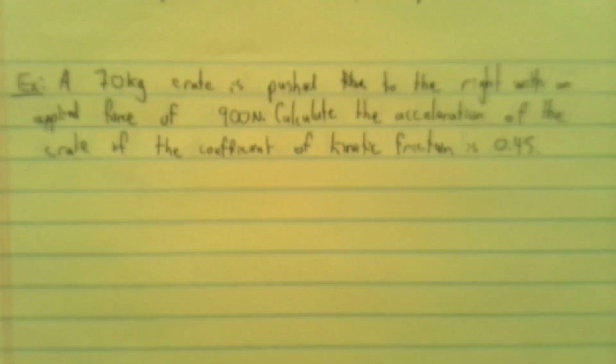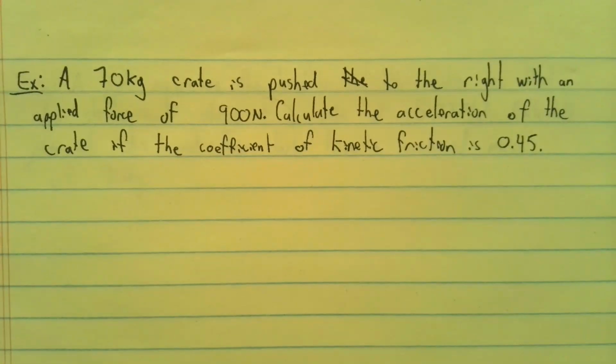A 70-kilogram crate is pushed to the right with an applied force of 900 newtons. Calculate the acceleration of the crate if the coefficient of kinetic friction is 0.45.